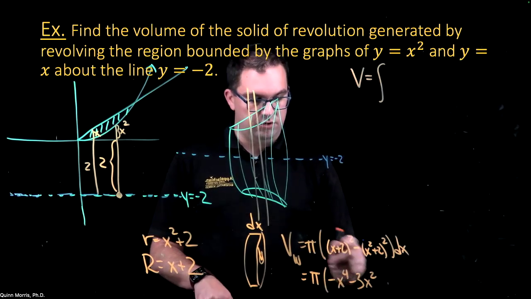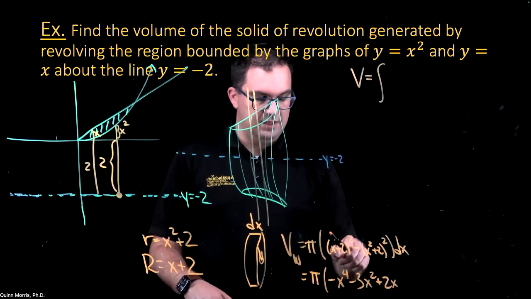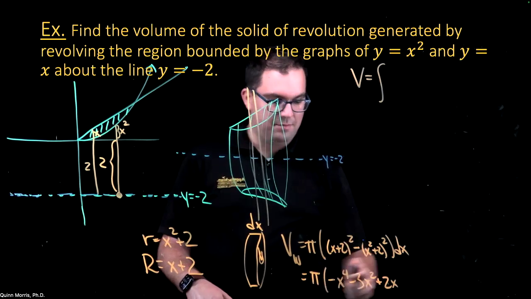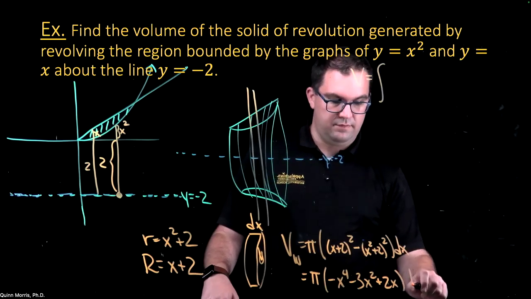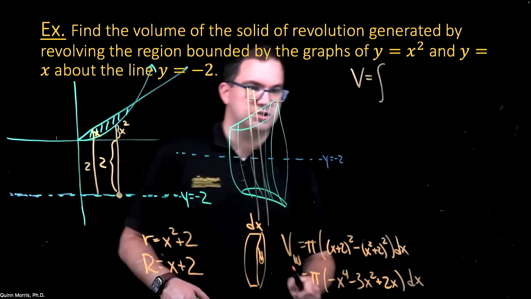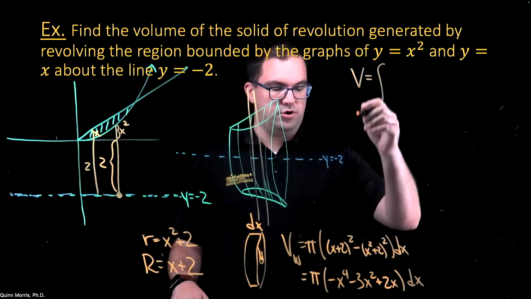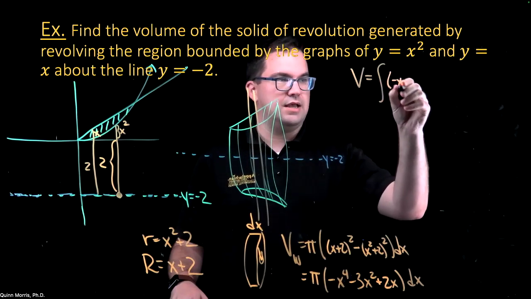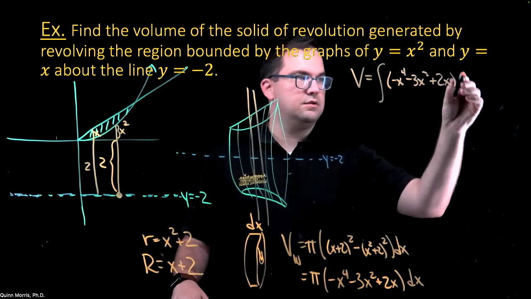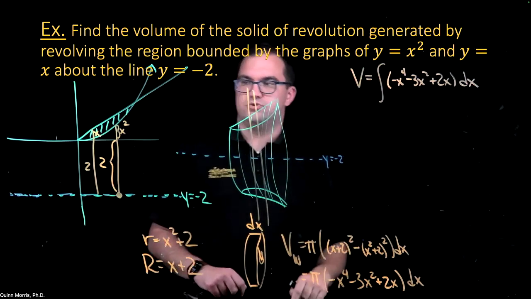I will pick up here 2x. I won't pick up any just x terms here. And then let's see, here I will pick up a 4 minus, there I'll also pick up a 4. 4 minus 4 is 0. So that ends up being a simplified version of my volume. It's a little easier to integrate here, right? So my total volume then is the integral of minus x to the fourth minus 3x squared plus 2x dx. And now I need to figure out what range of x values I want to integrate over.